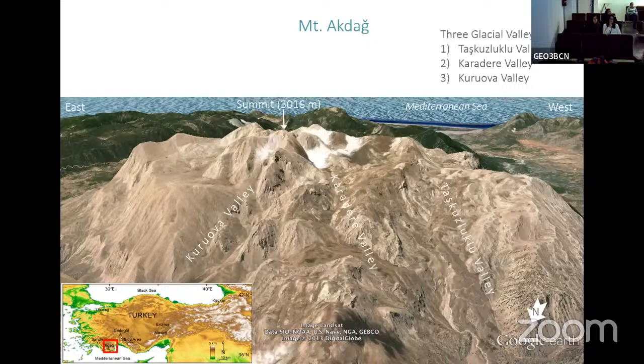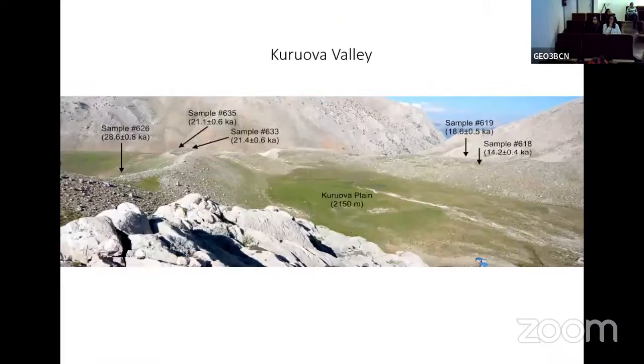So I'll start with a couple of mountains. This is one of the southwesternmost mountains, Akdağ. This is the Mediterranean here. I'll show you 3 valleys here. A beautiful moraine, really a textbook moraine. Here you can see, you can feel the glacier even. It's just gone, but the moraine is there. So we dated them. It's 21,000.